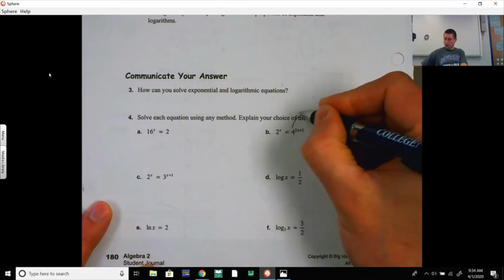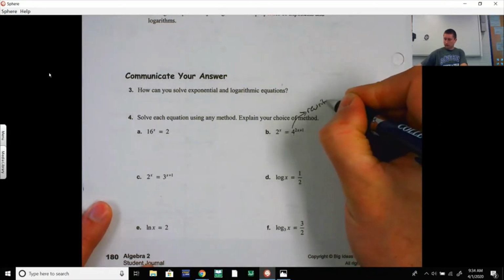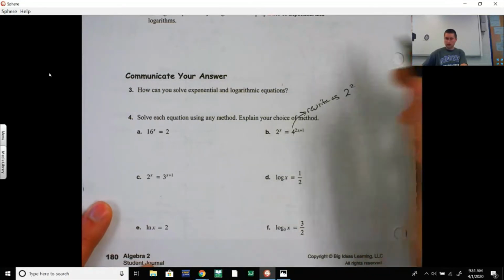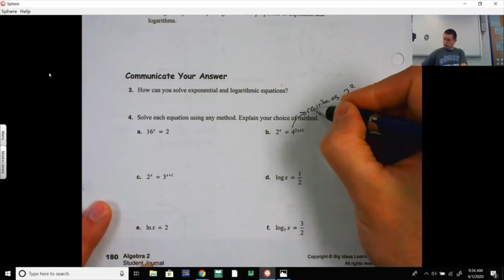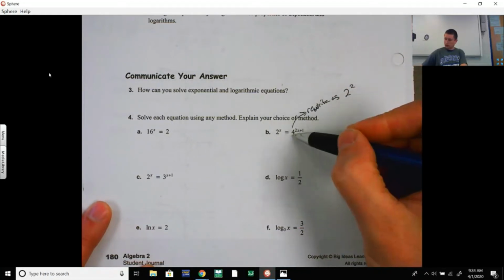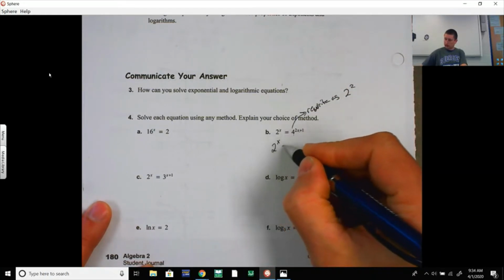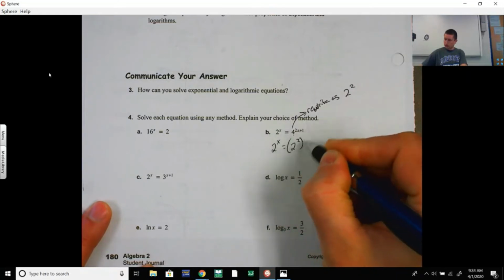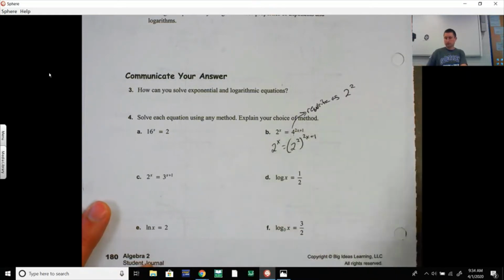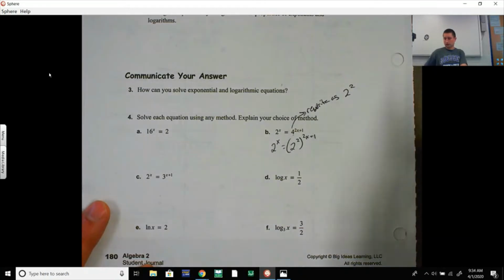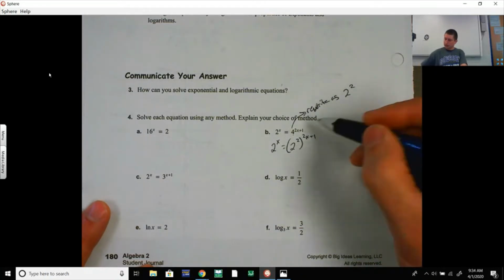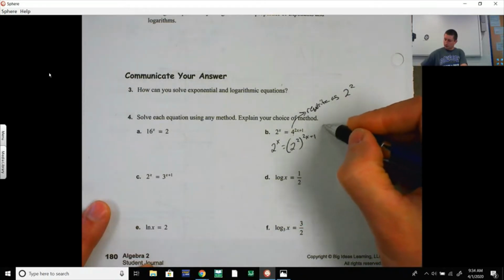But the 4 you can rewrite as 2 squared. So you can rewrite this 4 as 2 squared. So you get 2 to the x equals 2 squared to the 2x plus 1. Now we're going to have the same base. These up here you have to multiply.